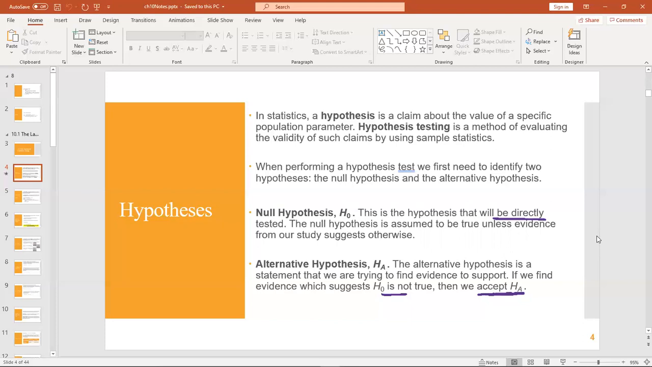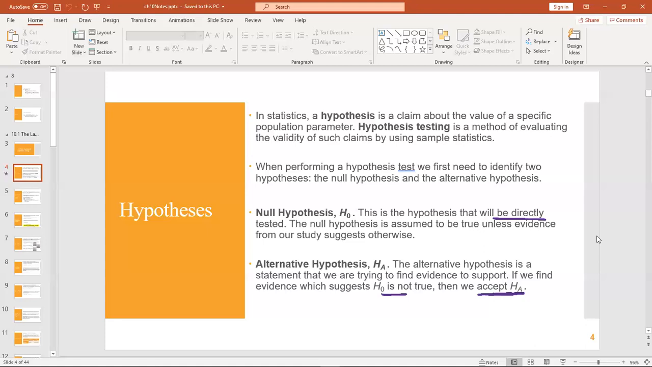The null hypothesis is basically the assumption that there is no difference. Think of zero meaning nothing. It means there's no difference between the sample proportion and the population proportion. There's no difference between the sample mean and the population mean that you have.